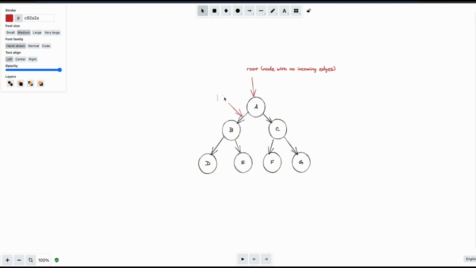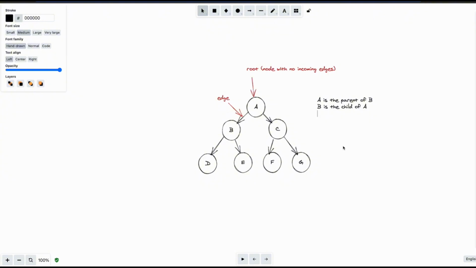These are called edges. So if node A goes to node B, we say A is the parent of B. And in other words, B is the child of A. In this graph, not only B, but C, D, E, F, G are all children of A.